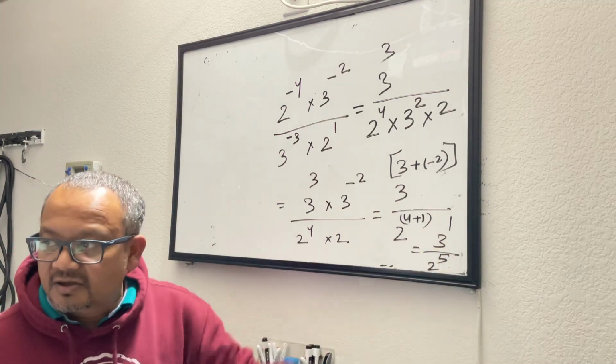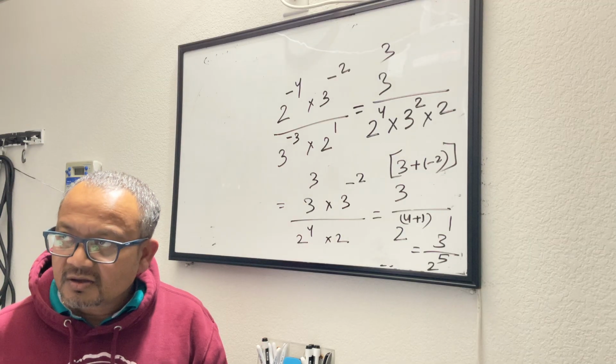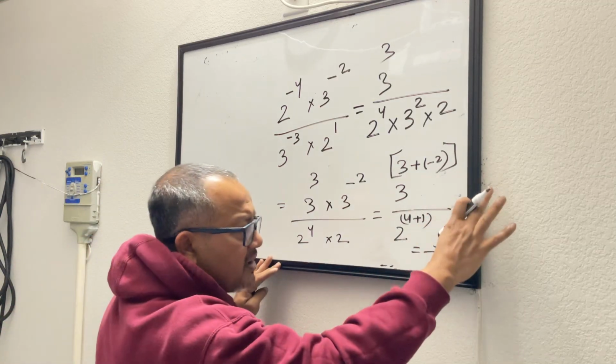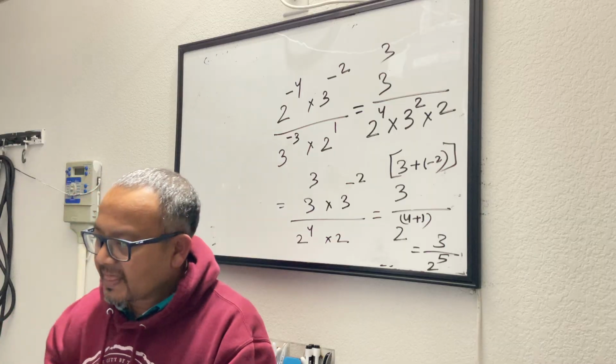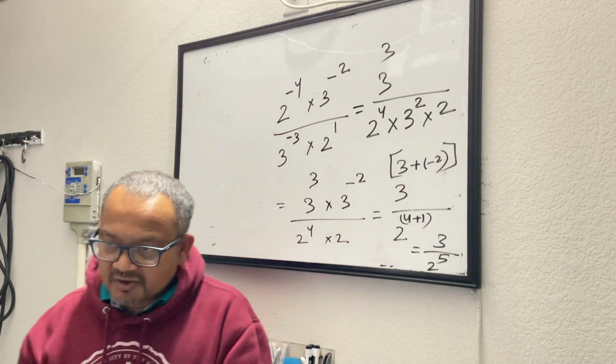Yeah, that's what you said. I'm saying, can we write it as 3 by 3 power 5? 3 power 1 is 3. Anything power 1 is that number, okay?